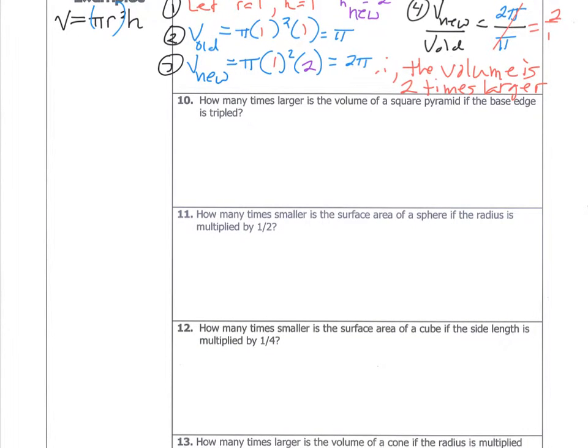So look at number 10. How many times larger is the volume of a square pyramid if the base edge is tripled? So our square pyramid would look something like this. Right? And they're saying that this edge right here, because if this is a square, those are both the same, is going to be tripled. So how many times larger is the volume of a square pyramid? Well, what is the formula for volume of a square pyramid? It's pointy. So volume is always big B times H, right? But this one's pointy, so isn't it 1/3? What's big B?